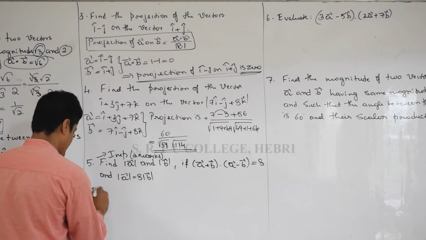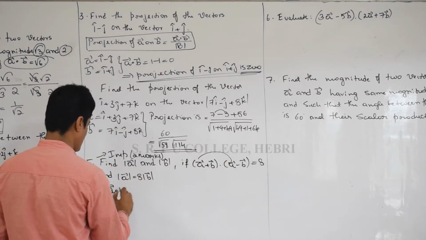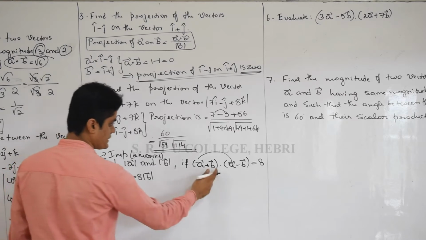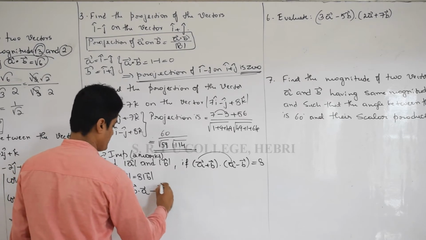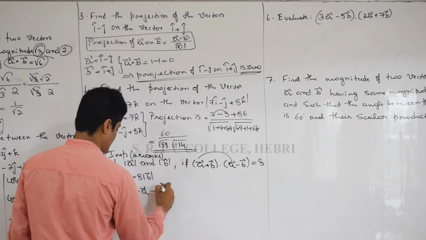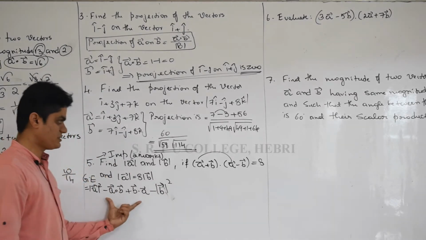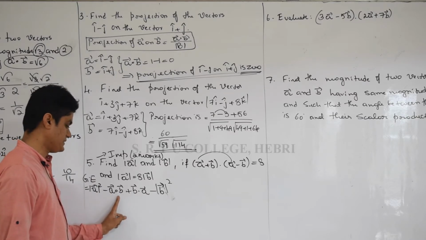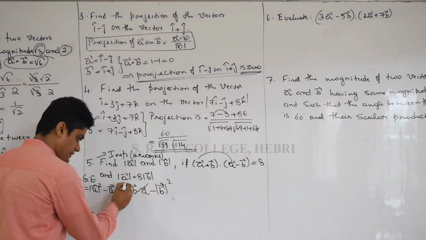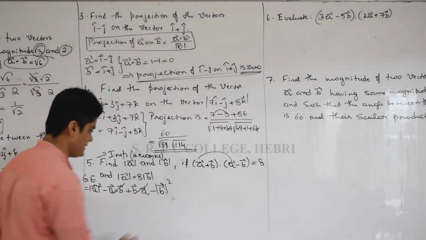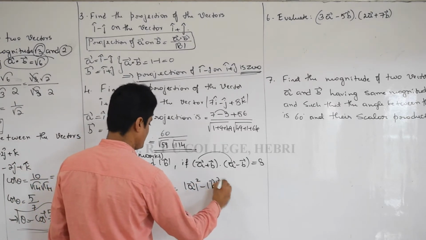What does the dot product become? Magnitude of vector A whole square, just normal multiplication, nothing special in it. Vector A dot B, but simple multiplication as dot product, plus vector B dot vector A, correct? Minus vector B dot vector B, which can be written as magnitude of vector B square. Okay, so this is the given expression. It is also equal to magnitude of A square minus A dot B plus B dot A minus magnitude of B square. And you know the dot product is commutative, so A dot B is equal to B dot A and they cancel. So the given expression is nothing but magnitude of vector A whole square minus magnitude of vector B whole square.